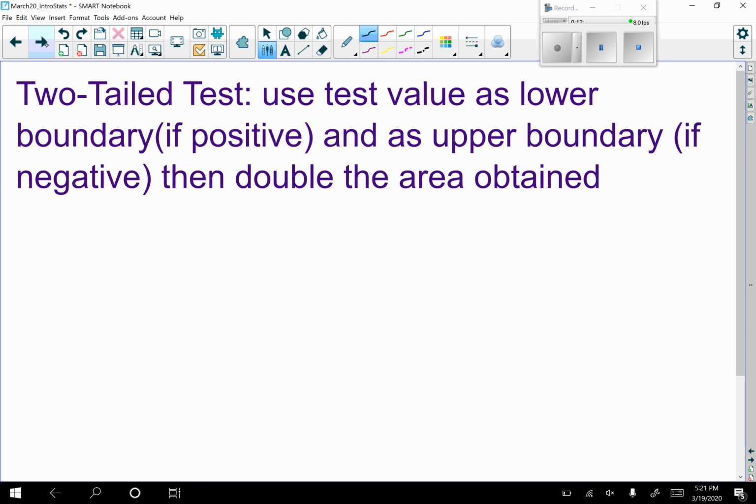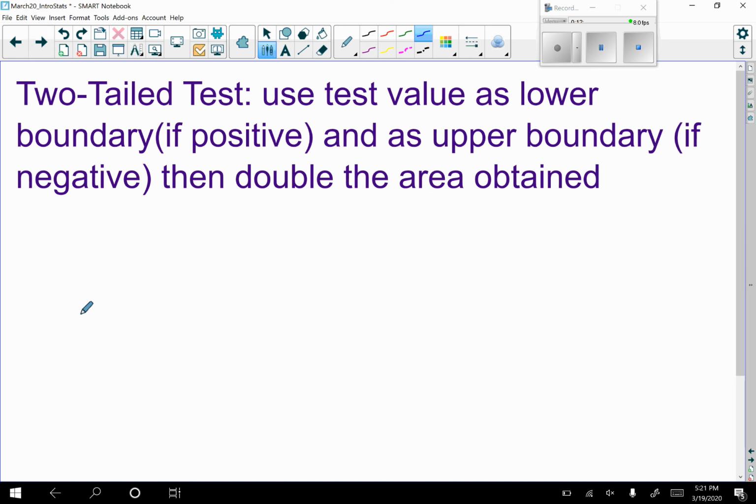Here it says we're going to use the test value. It's up to you. The test value is still going to stay the same. That doesn't get split or cut in half. We're going to end up having a positive or negative, so we only need one of them to find the area below it or the area above. So we use the test value as a lower boundary if it's positive, and the upper boundary if it's negative. Then we're going to double the area obtained.